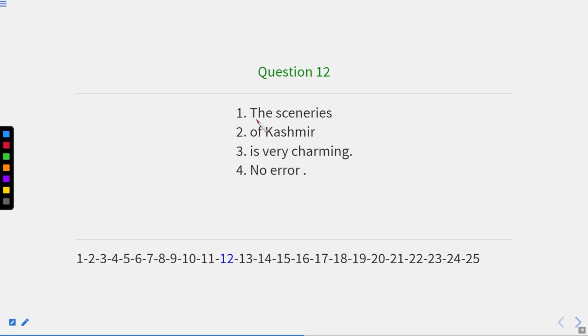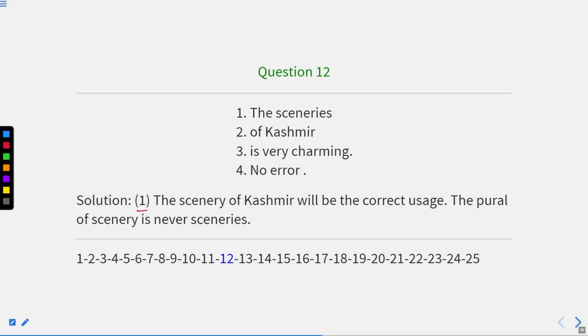Now let us move to question number 12. Sceneries of Kashmir is very charming. Now, as I told you, there are a few words which cannot be made plural, like scenery, jewelry, evidence, equipment, or poetry. Scenery, spectacle. So it's very charming. So this word sceneries is connected to scenery. So here the error is in the first part. The scenery of Kashmir will be the correct usage. The plural of scenery is never sceneries.